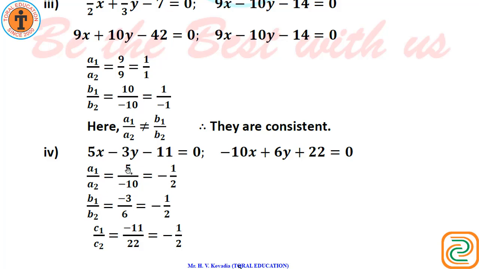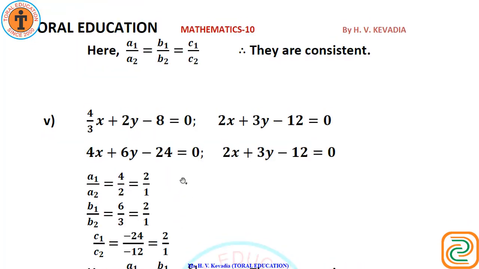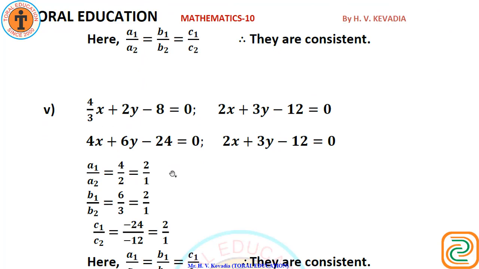So a1 upon a2 is 5 upon minus 10, that is minus 1 upon 2. Minus 3 upon 6, b1 upon b2, that is minus 1 upon 2. And c1 upon c2, minus 11 upon 22, that is minus 1 upon 2. If a1 upon a2 equals b1 upon b2 equals c1 upon c2, then they are consistent. They have infinitely many solutions.